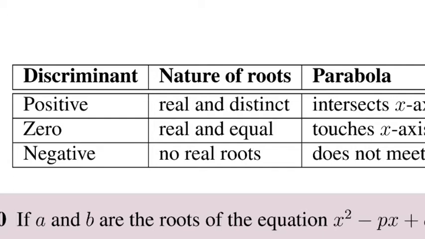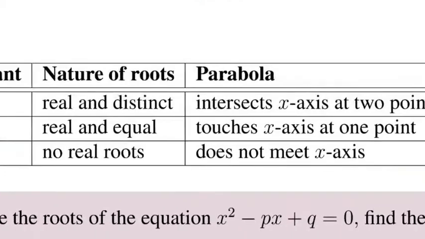Next, the discriminant value becomes 0. The roots are real and equal. The parabola touches the x-axis at only 1 point.